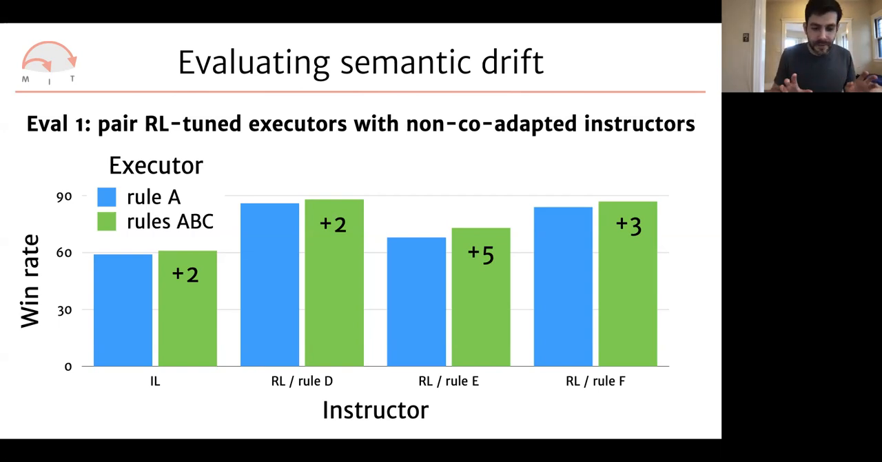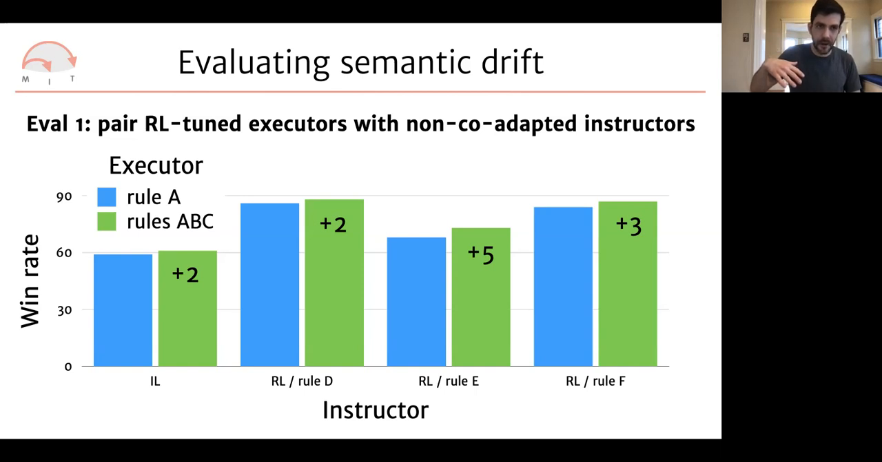I want to get through the results quickly so that I can get to the second half of the talk, but I'll say very briefly, there are a couple of ways in which you can evaluate whether this kind of semantic drift has occurred. One of them is to see whether these agents are able to correctly follow instructions generated by agents that they weren't co-adapted with, that haven't had a chance to learn their secret languages.